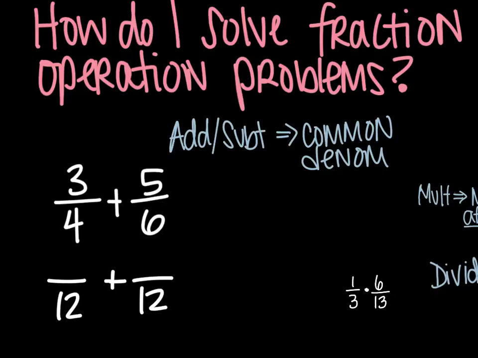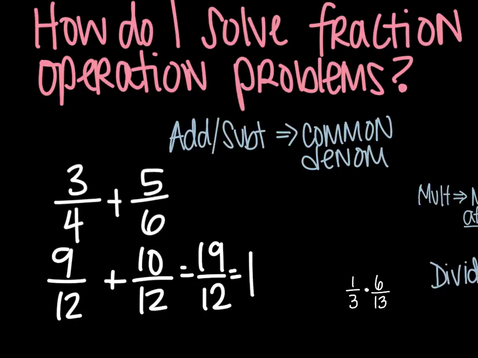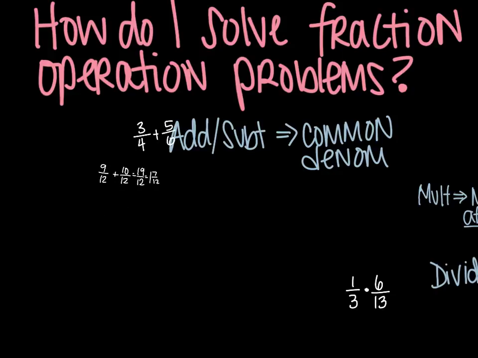4 times 3 is 12, 3 times 3 is 9, 6 times 2 is 12, so 5 times 2 is 10, and we get an answer of 19/12. We can change that into a mixed number, and then there are 7/12 left over. That's speedy fast. Here we go.